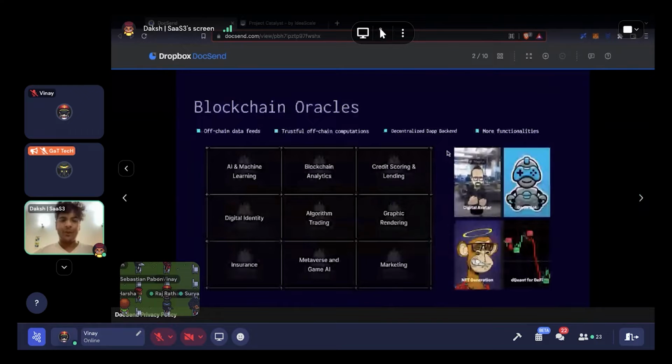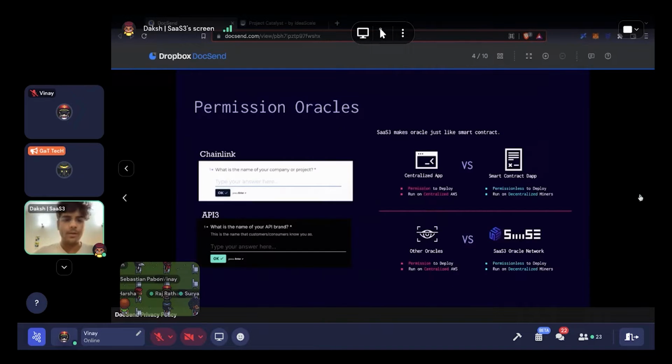Now let's talk about blockchain oracles. Blockchain oracles are very, very important, as we all know, to enable any type of real world application on blockchain. We need oracles. Some examples are mentioned here. I guess there's no need to spend a lot of time on this slide because we all know that oracles are very, very important.